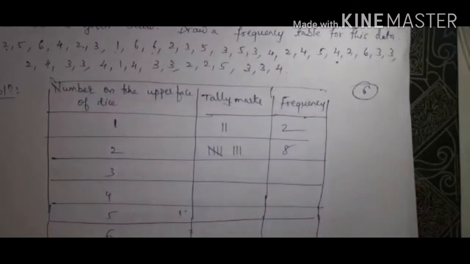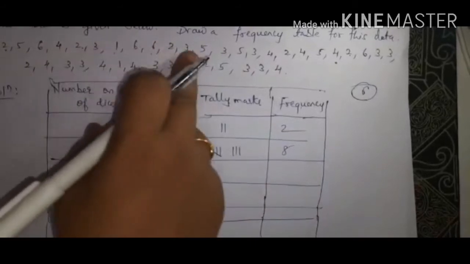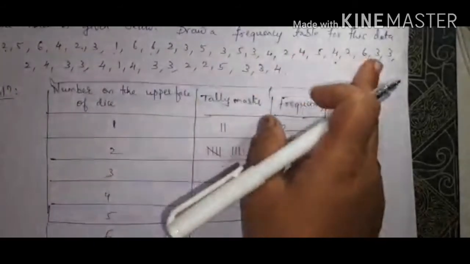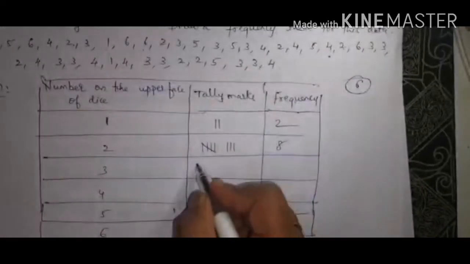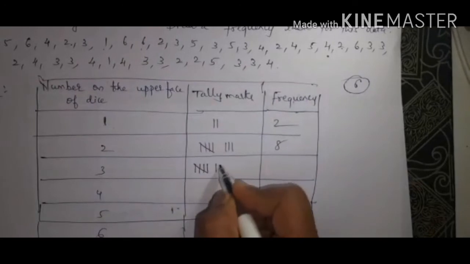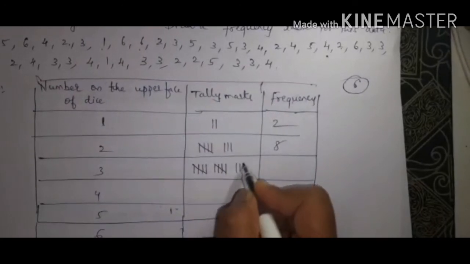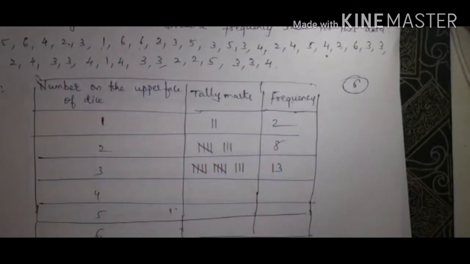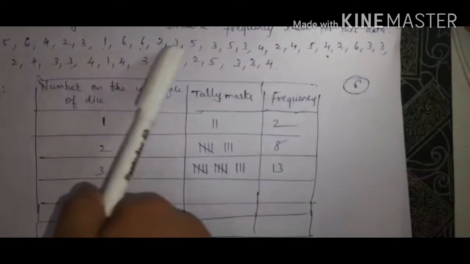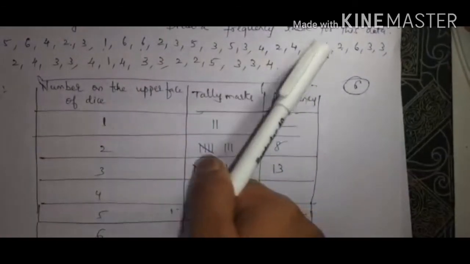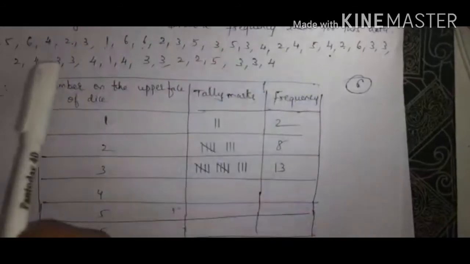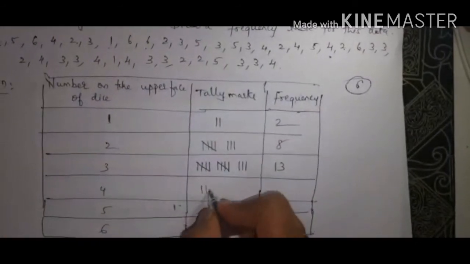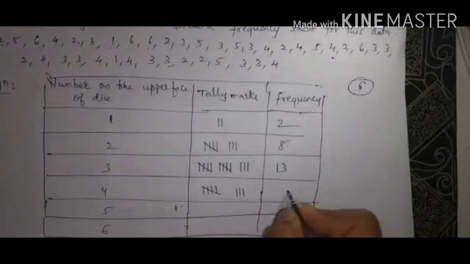3 is repeating how many times? 1, 2, 3, 4, 5, 6, 7, 8, 9, 10, 11, 12, 13. 4 is repeating how many times? 1, 2, 3, 4, 5, 6, 7, 8 times.